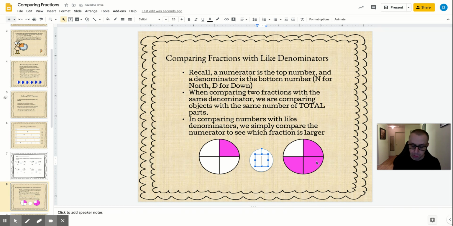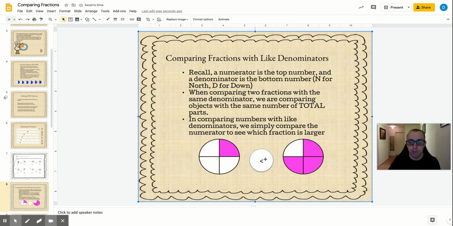By the way, these symbols are right along the second to bottom line on your keyboard, right next to the question mark. There's a period and a comma, and if you hold shift, you can get the two symbols for less than and greater than. Remember, the opening of the symbol always faces the bigger number. 3/4 is bigger, so this reads 1/4 is less than 3/4.